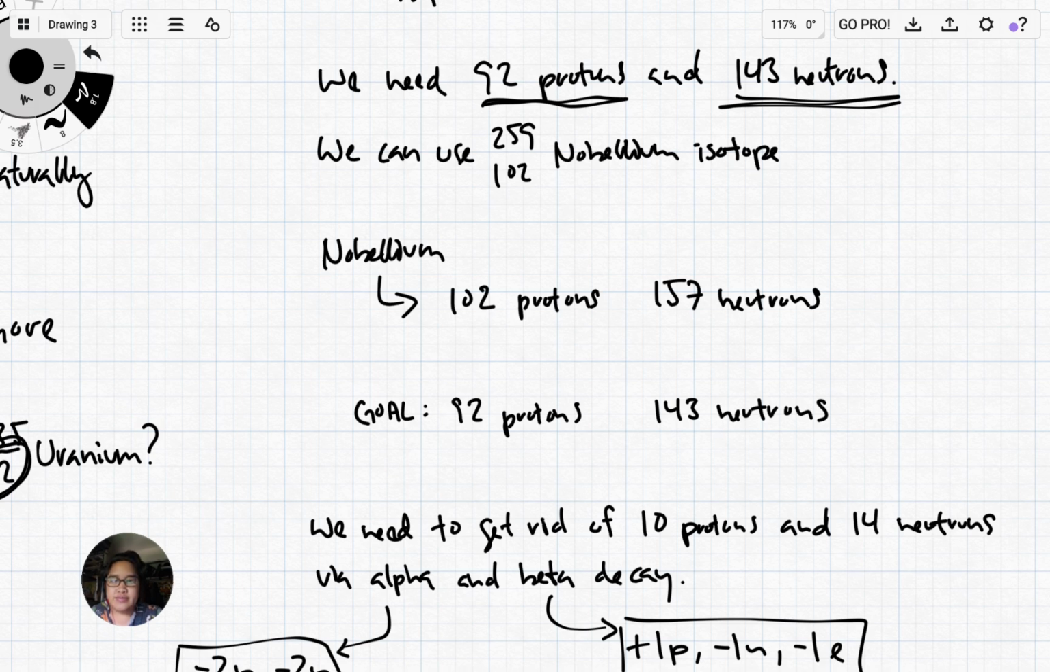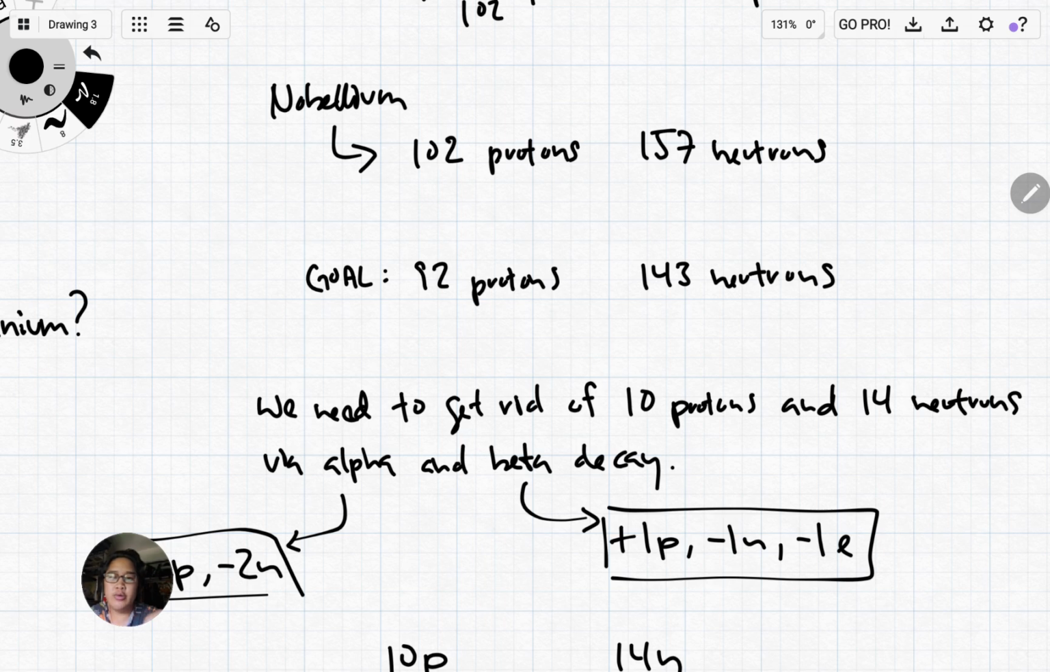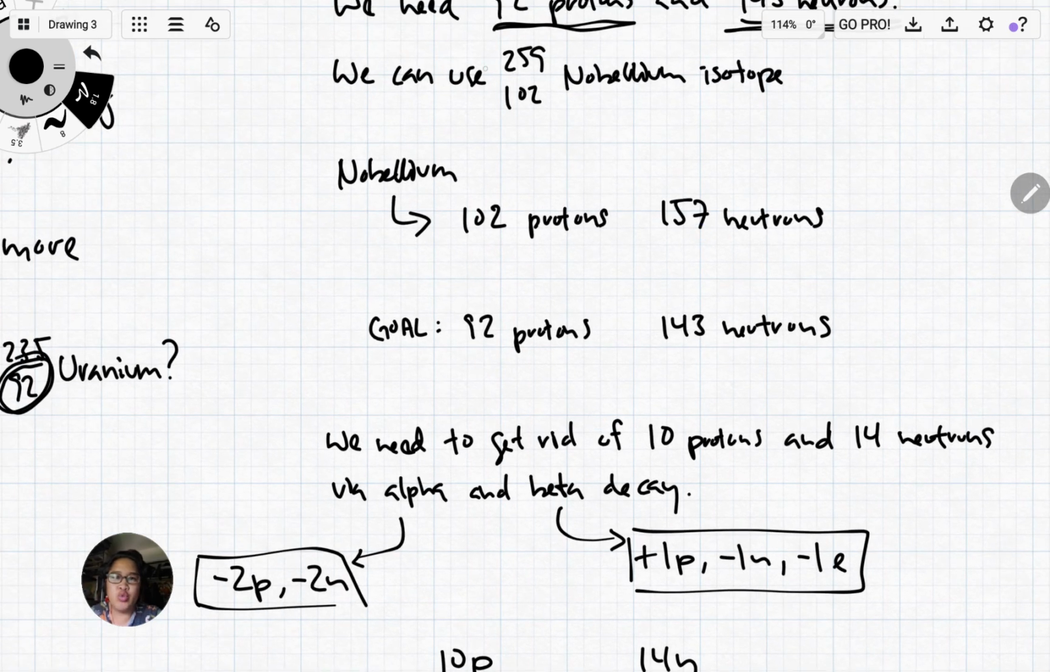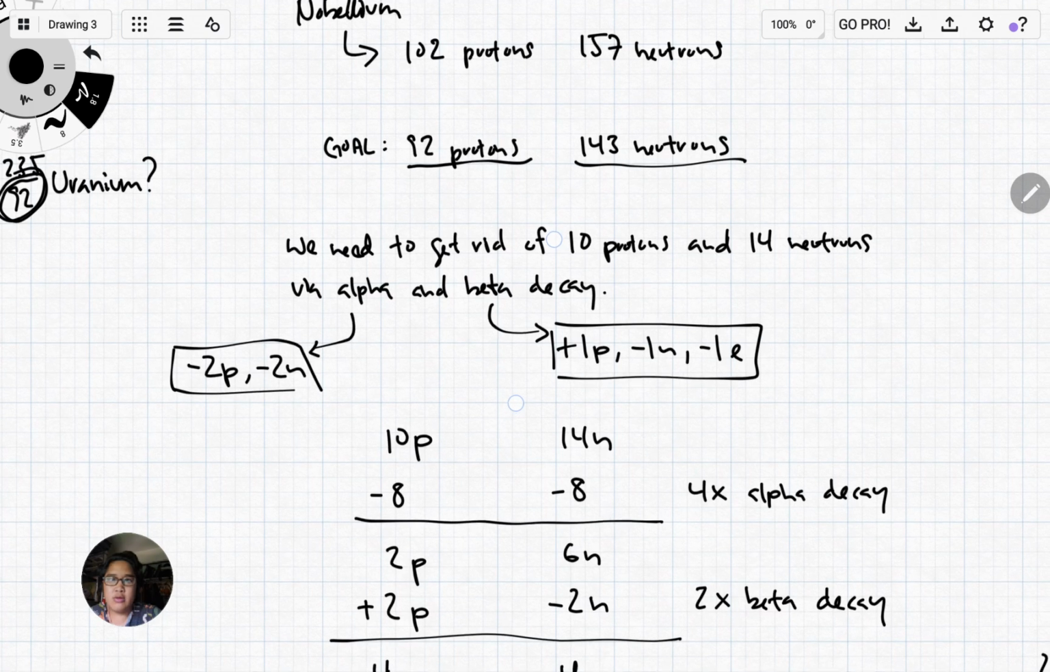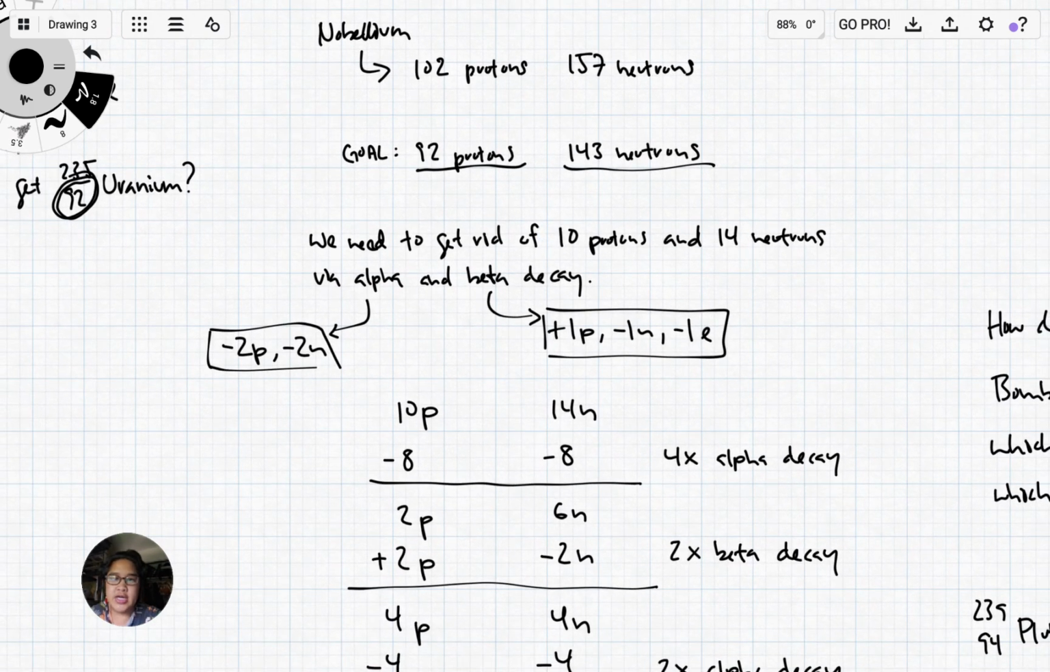So what I figured out is that we can use a 259 isotope of nobelium with 102 protons in the nucleus. So, nobelium has 102 protons and 157 neutrons in this 259 isotope. The goal is 92 protons and 143 neutrons. Now, how do we do this, right?